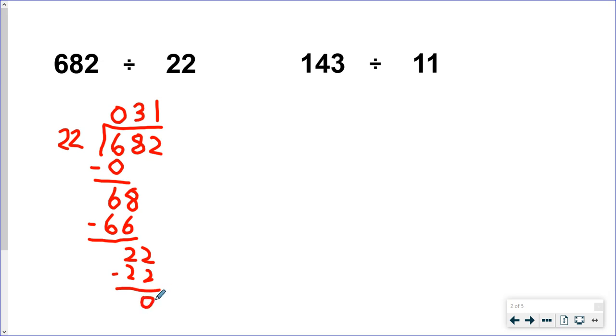Again, notice that I brought down the last number. After I subtracted, my last number was the 0, which means this answer is going to be 31.